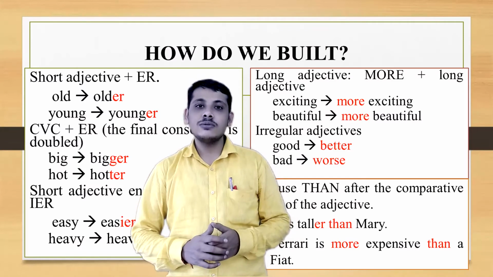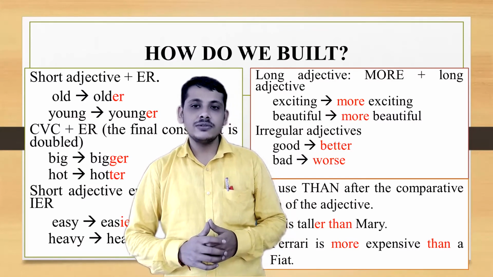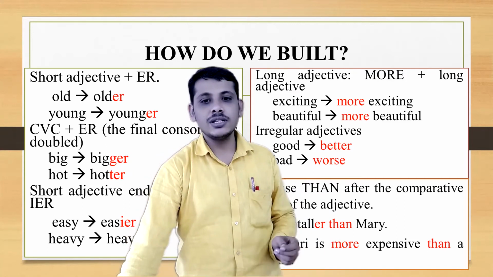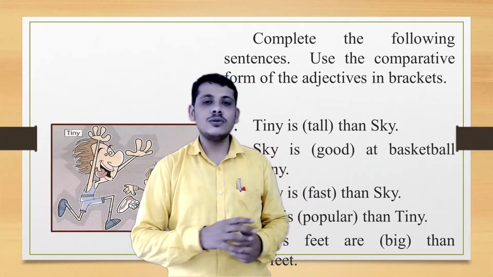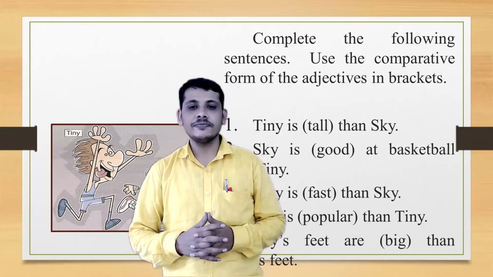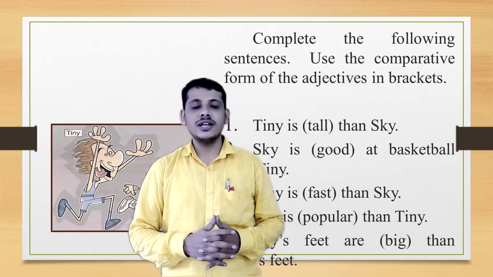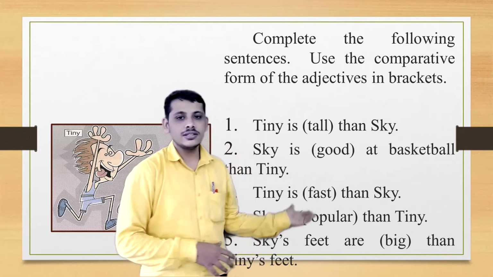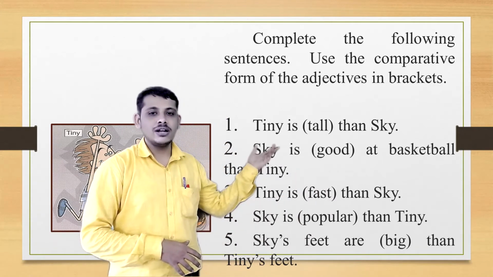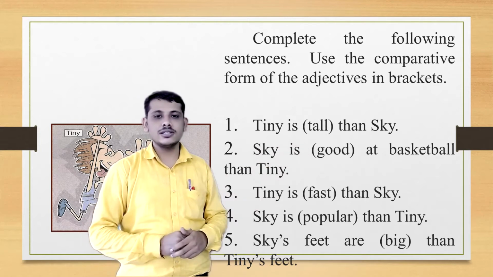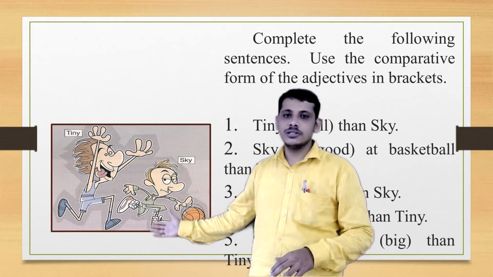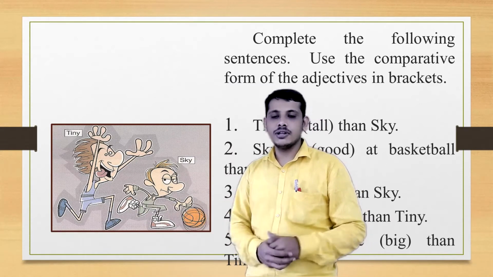We have seen how to build the comparative form of the adjectives. There were some rules, and we have already gone through this. If you have missed the videos, you can go to the channel and watch them once again. At the end, I gave you an exercise to solve. Here are 5 sentences. You have to use the comparative form of the adjectives to make the sentences complete. As a hint, a picture is given. You can look at the picture and then solve it.